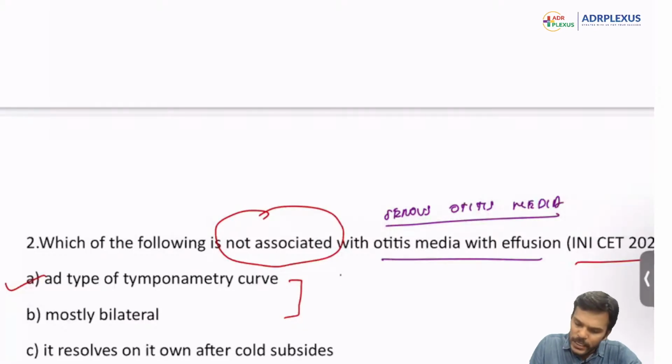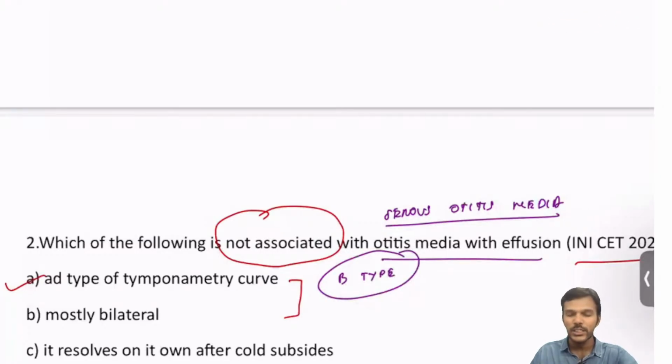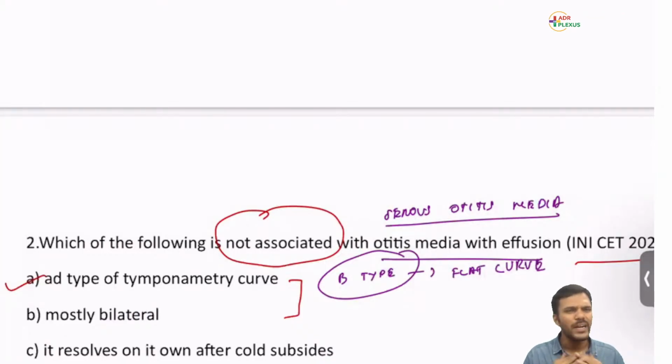We are talking about tympanometry, not any other investigation. In tympanometry or impedance audiometry, the type of curve that you observe in serous otitis media is a B type of curve. So it's flat. So this is not correct.